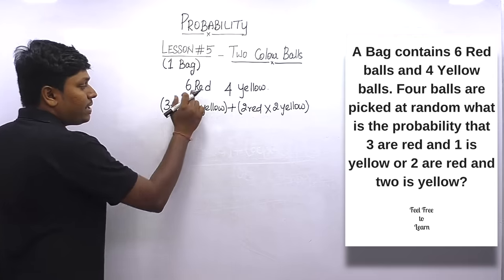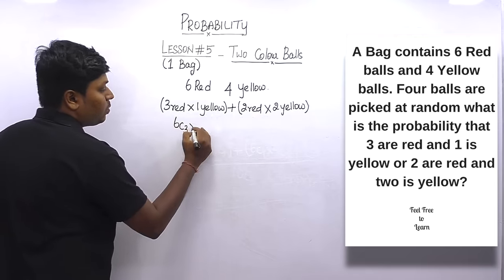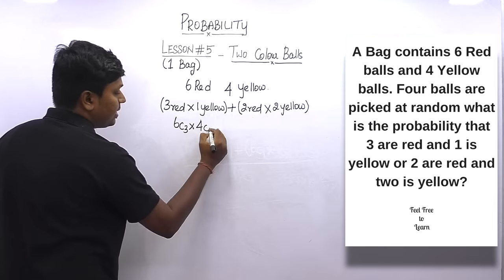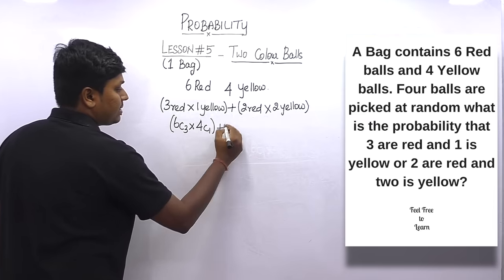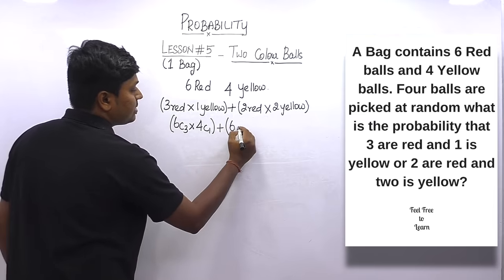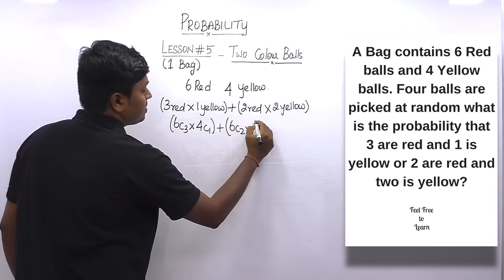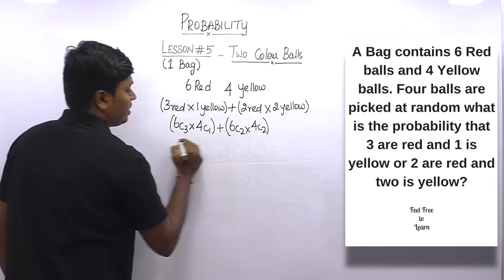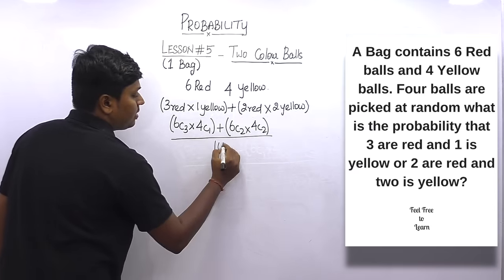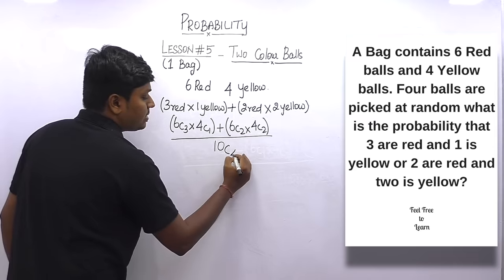So 3 to be red, 6c3, and 1 to be yellow, that is 4c1. This is condition number 1, plus second condition, 2 to be red, that is 6c2, and 2 to be yellow, that is 4c2. So divided by, the total possible is 10, and 4 balls to be picked, 10c4.